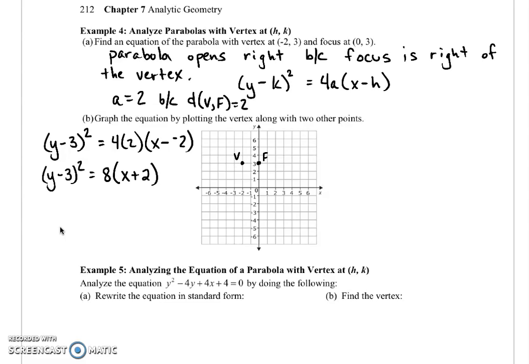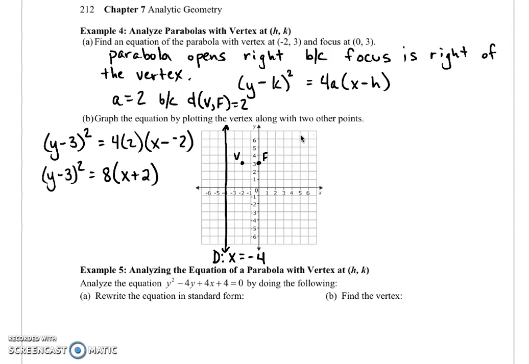So now all that's left to do is find a couple other points. And I guess we better put our directrix on here too. Our directrix is going to be a distance in the opposite direction from the vertex as the focus. So a is 2. If we move 2 to the left, that's where our directrix is. This is the directrix, and that is x equals -4.